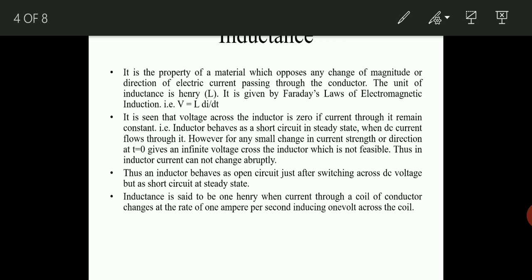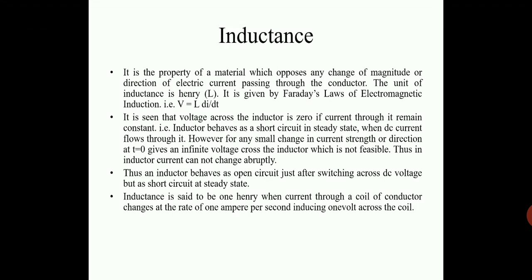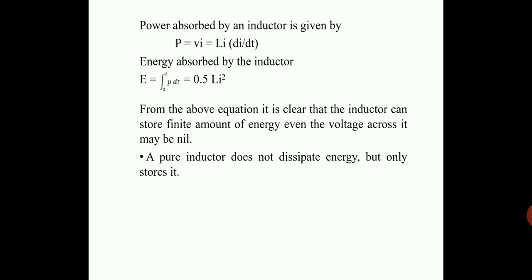Inductance is said to be 1 Henry when current through a coil of conductor changes at the rate of 1 ampere per second, inducing 1 volt across the coil. Power absorbed by inductor is given by, as you know, power is the product of voltage into current, and voltage across inductor is given by Faraday's law of electromagnetic induction, L di by dt. Here in place of V, you put L di by dt.